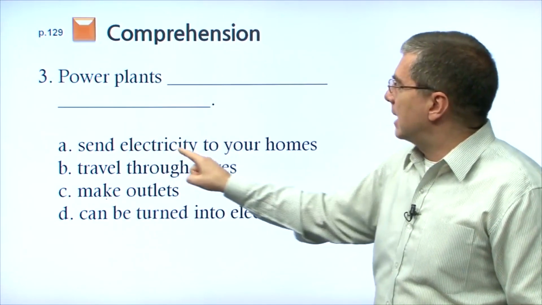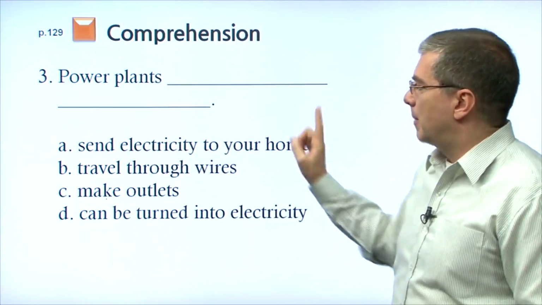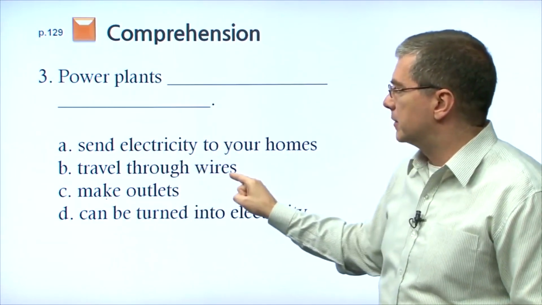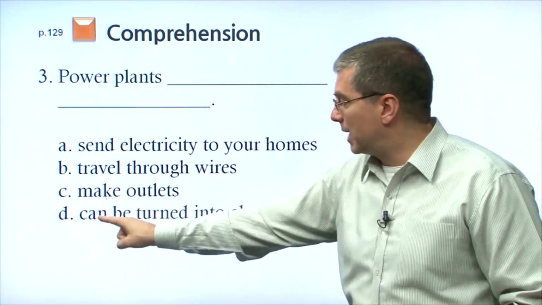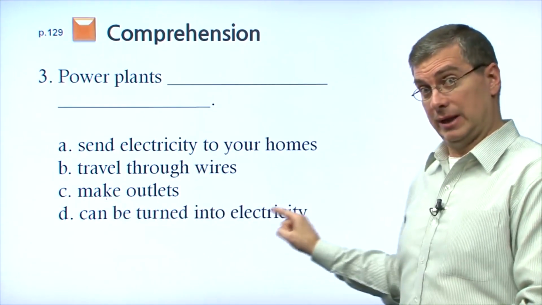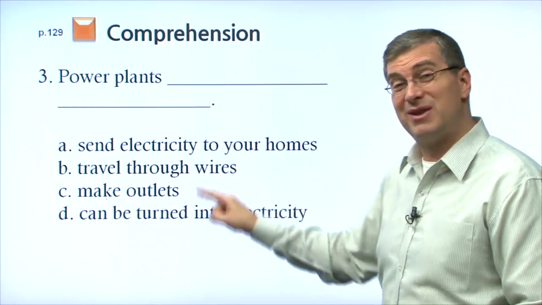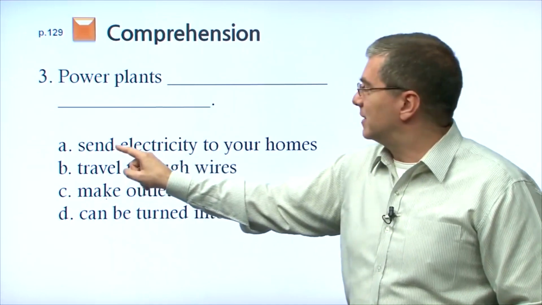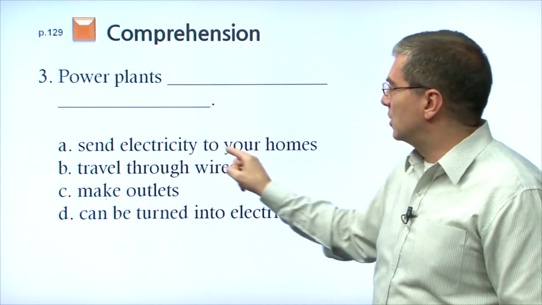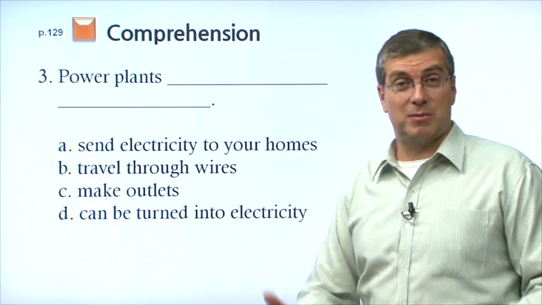Power plants send electricity to your homes. Power plants travel through wires. Power plants make outlets, or power plants can be turned into electricity. Some of these are silly, aren't they? The only correct answer, of course, is power plants send electricity to your homes. I talked about that before.